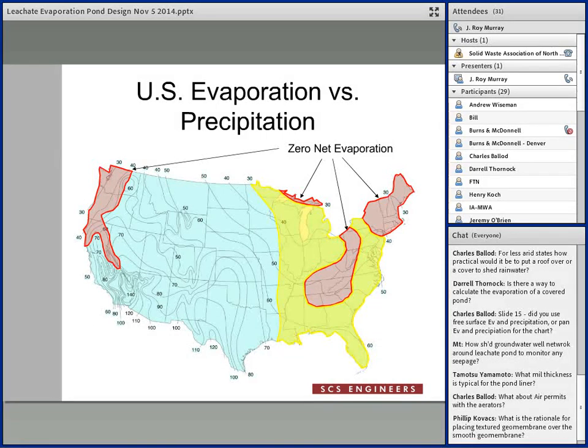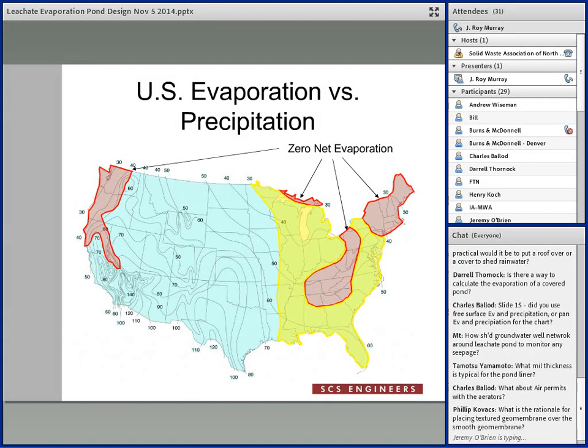What mil thickness is typical for a pond liner? We typically have been using 60 mil HDPE for both the bottom and the top. But it is important to go ahead and put in that second layer of HDPE just to sort of give you that additional protection.